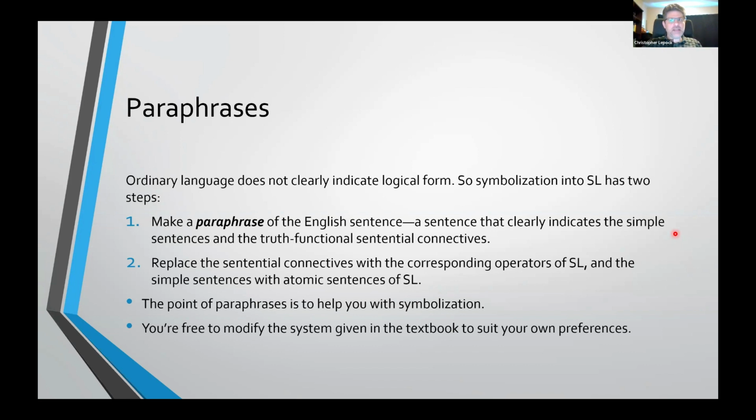The one advantage that it did have was that if you were writing this out by hand, it was less writing. But if you're typing and you can cut and paste, it's not much of an advantage. The thing is, feel free to modify the system, right? If you find ways of paraphrasing that are going to be easier for you.